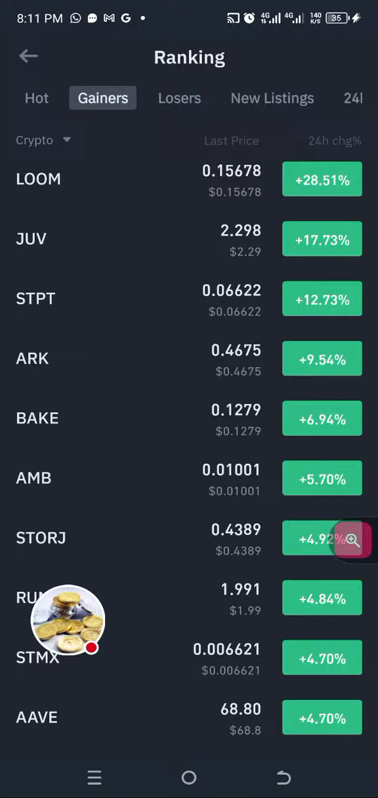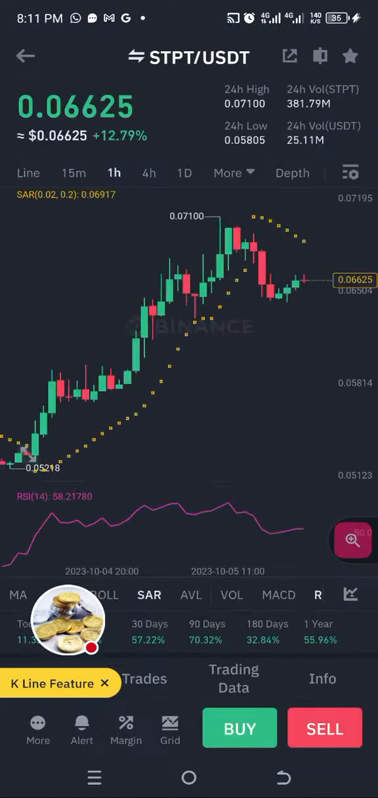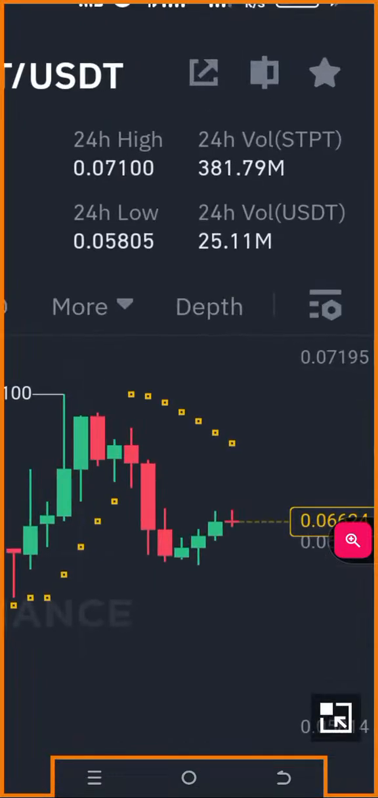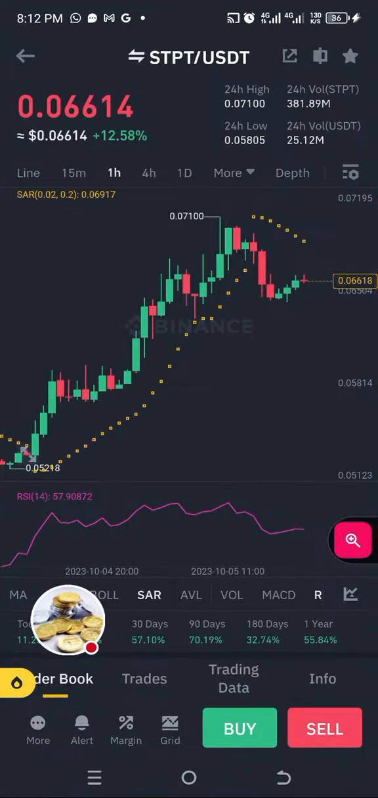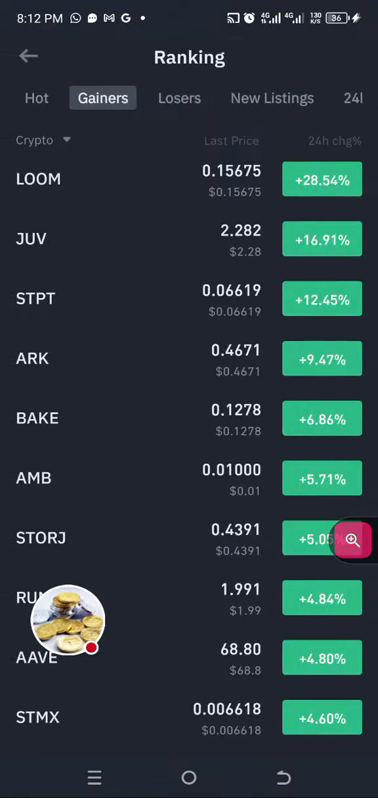Let's look at STPT. That looks like something I would like to take. But no. Why wouldn't I take this? The parabolic stars has gotten to a point where I know right now for sure that it's actually in a downward trend. I'm not going to take this. You can see we have 1, 2, 3, 4, 5, 6, 7 parabolic stars. I wouldn't take it. Even though it's looking like a very nice coin to choose, I wouldn't take that.